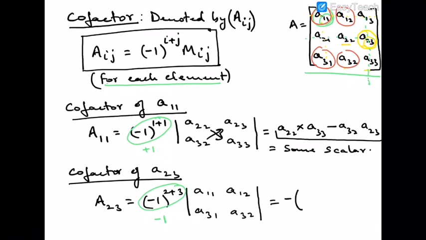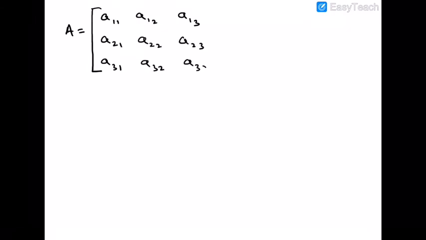Therefore, minus times cross multiply A11 with A32 and then minus A31 times A12, and here also we will get some scalar quantity. So in any 3 by 3 square matrix A11, A12, A13, A21, A22, A23, A31, A32, A33.